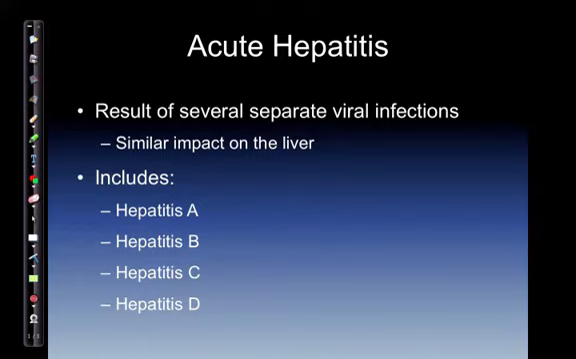Hepatitis C is a blood-borne viral infection, passed along via blood-to-blood contact. And then hepatitis D is caused by an RNA virus, which is active only in the presence of hepatitis B. Either it is a co-infection or a superinfection and complicates the care of the patient with hepatitis B.